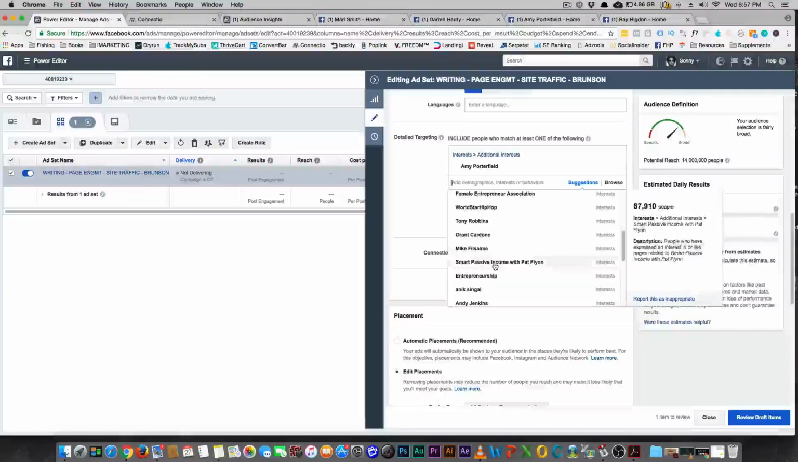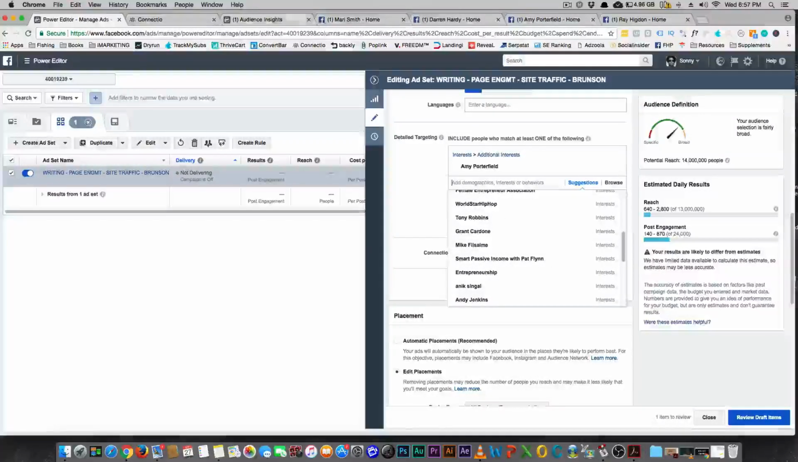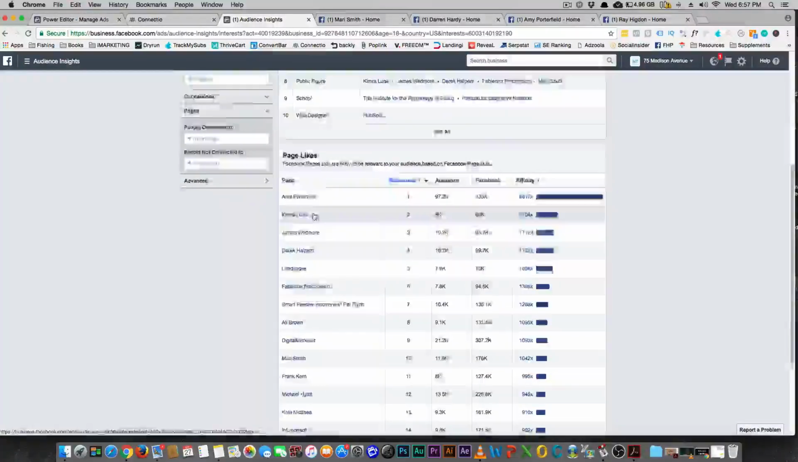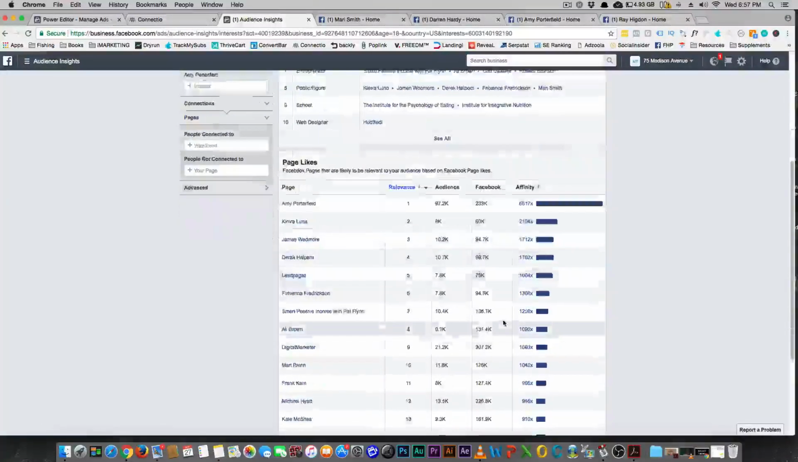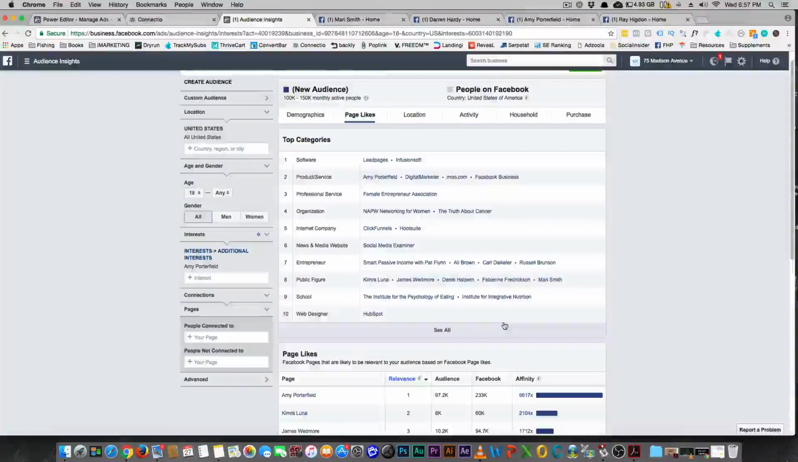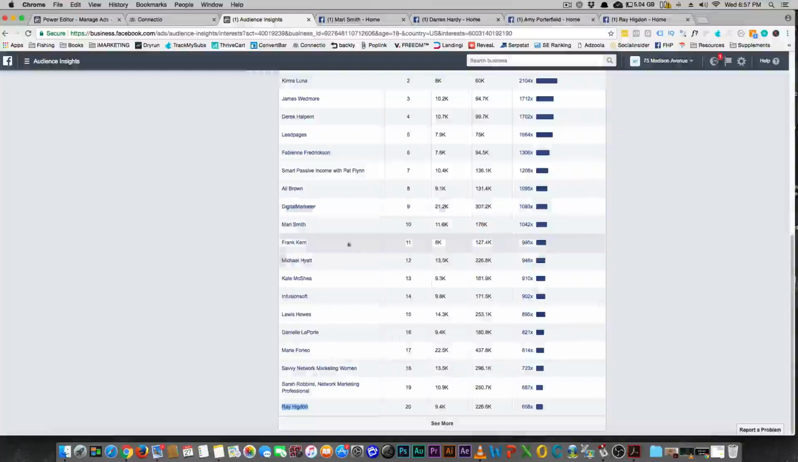So what you want to do is take all of these names that Facebook is suggesting, put them on a spreadsheet, go back to Audience Insights and start to go down the rabbit hole, okay? You put in Amy Porterfield's name, then you take that name out and put in that Darren Hardy name. You want to make sure that the affinity is super high. If you start having a low affinity, then you don't want to use that. Now, here's the next thing. You're going to start finding more names.